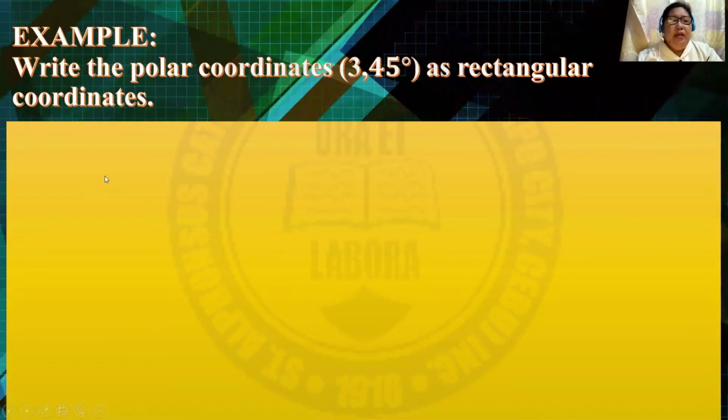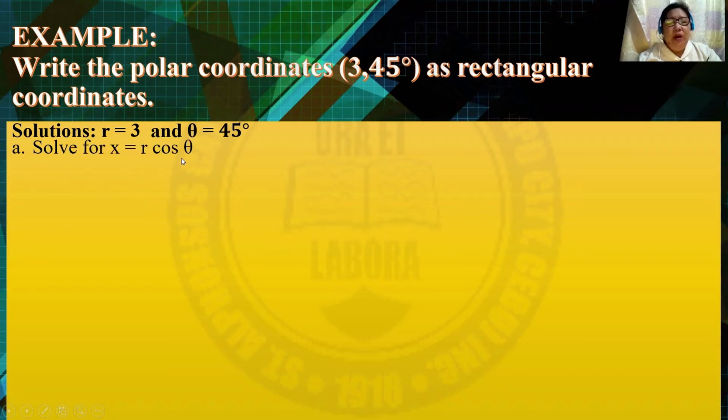For example, write the polar coordinates (3, 45 degrees) as rectangular coordinates. For the solution, you write first r is equal to 3. This is the radial distance, and the angle represented by theta is 45 degrees. First, we have to solve for x is equal to r cosine theta. So, r is 3 and theta is 45 degrees. Then, cosine 45 degrees is equivalent to square root of 2 over 2, times 3. And the value now of x is 2.12.